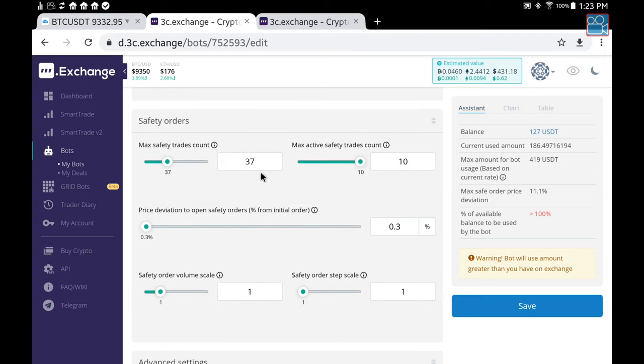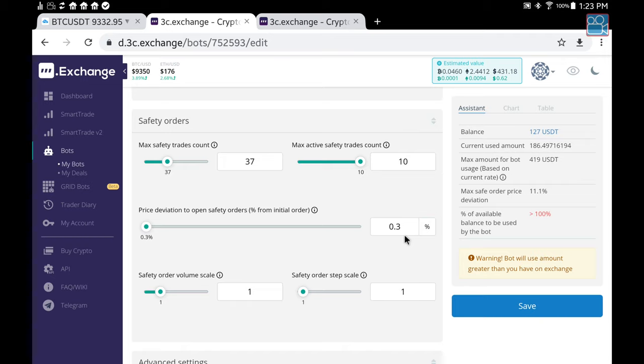I've actually set up 37 safety orders for this particular process, just so I can make sure it works out well. Even though I've never seen anything more than 15, I wanted the extra process for my testing. So for me, this is going to require roughly a $420 budget, although I've allowed $433 for little extras.